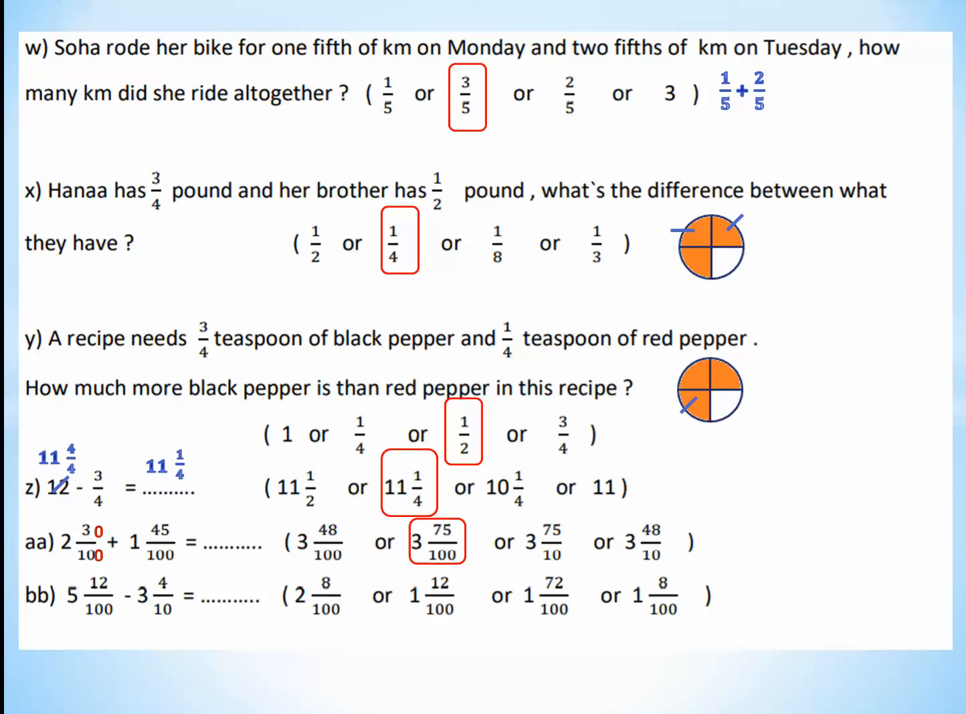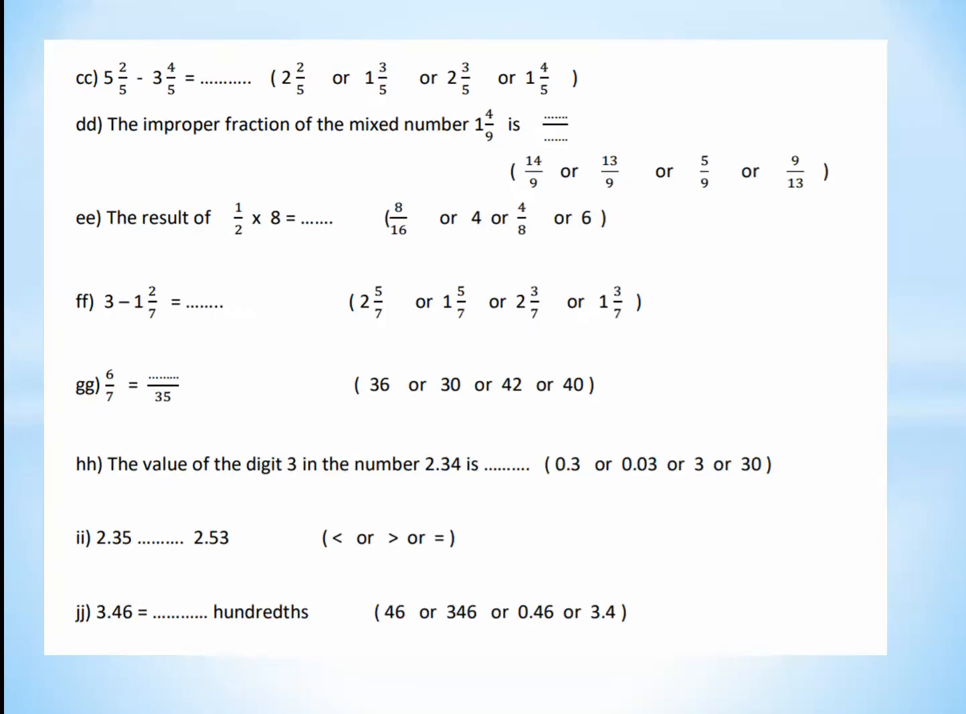5 and 12 over 100 minus 3 and 4 over 10. So we are going to add 0 up and 0 down. It will be 12 minus 40. Does it go? No, it doesn't go. So we are going to take 1 from 5. 5 will be 4, and the one we take equals 100. So 100 plus 12 will be 112. 112 minus 40 equals 72. And 4 minus 3 equals 1.